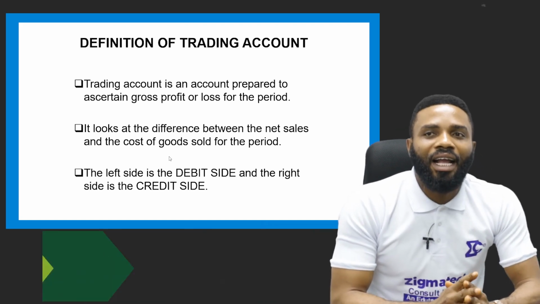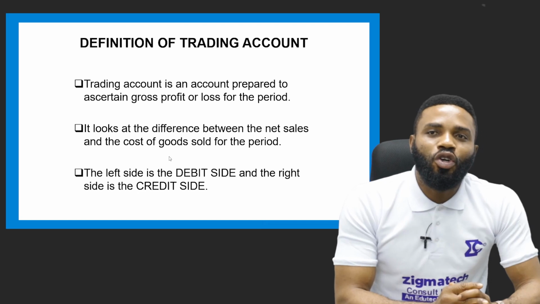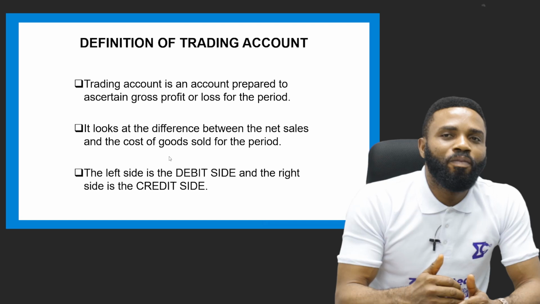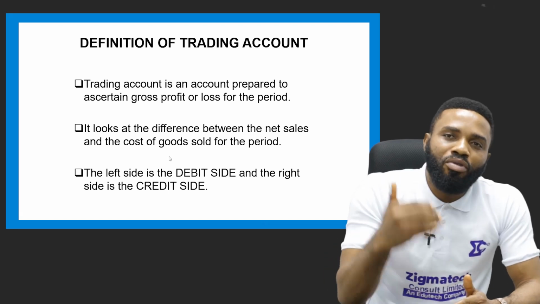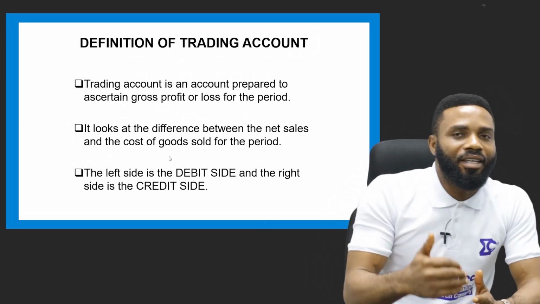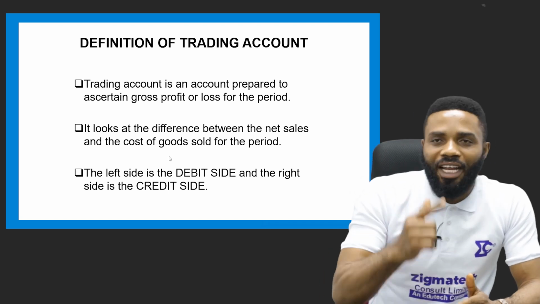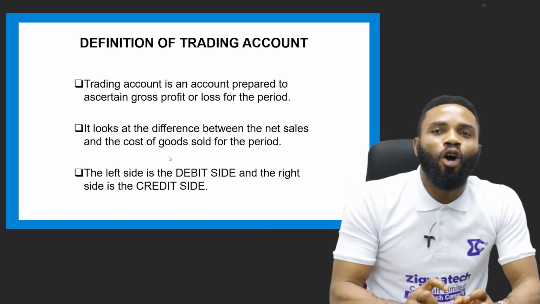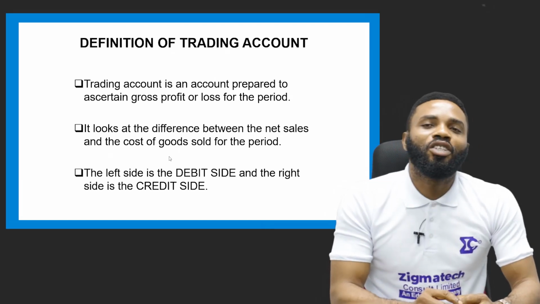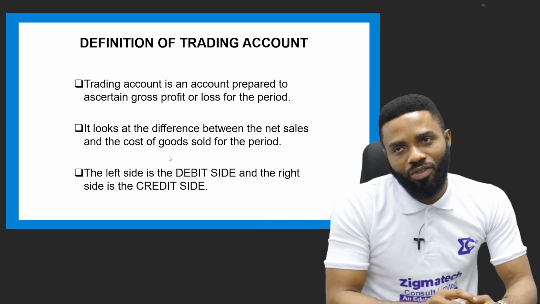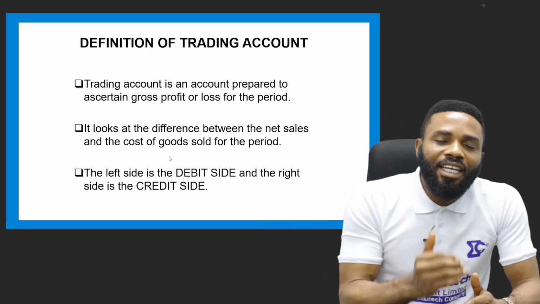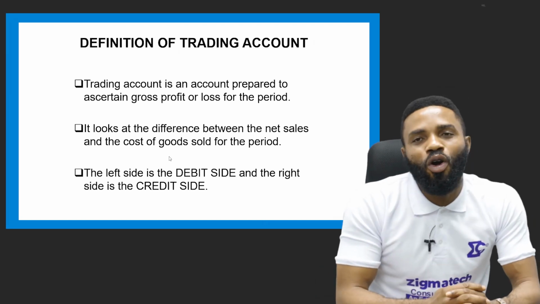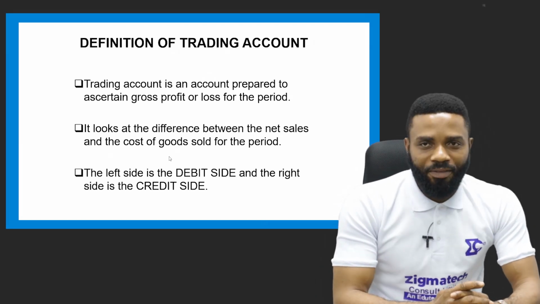Trading account is an account prepared to ascertain gross profit or loss for the period. We prepare trading account to find out if we are making progress in our trade. Every trader has an aim, and the aim is to make progress. That progress in accounting is called a profit. And if it is not a progress, it is called a loss. So the essence of preparing a trading account is to ascertain what we call gross profit.